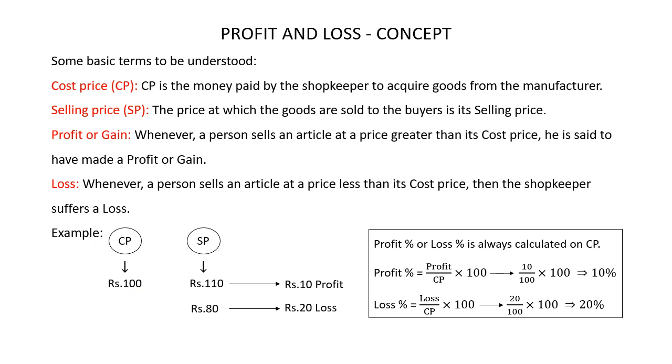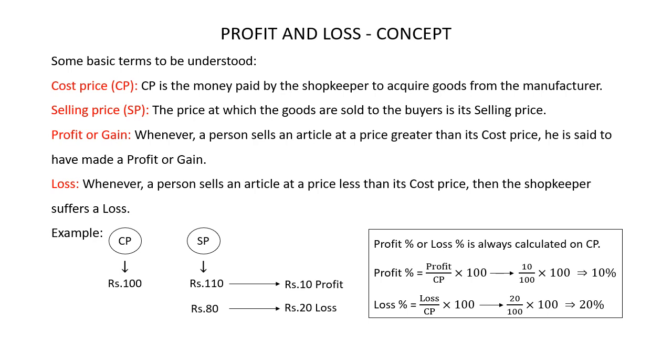Now supposing the shopkeeper is selling the goods at rupees 80. Now here clearly you can see that he bought the goods at rupees 100 and he is selling it at rupees 80. So he is making rupees 20 loss. He is suffering a loss of rupees 20. So whenever there is a loss, the selling price is less than the cost price.